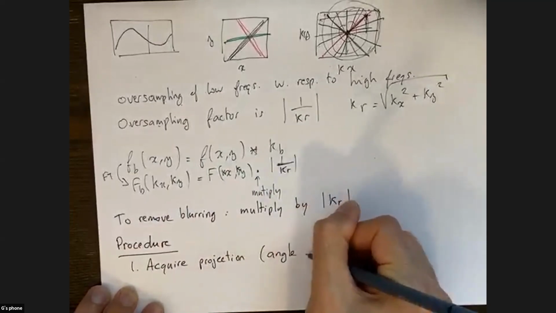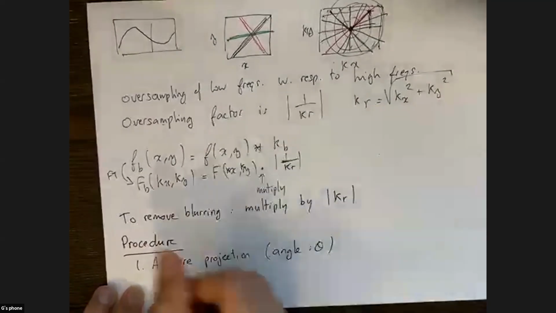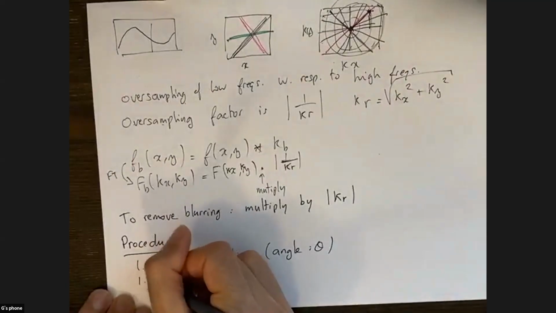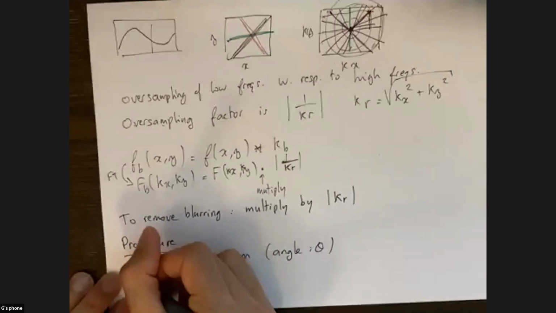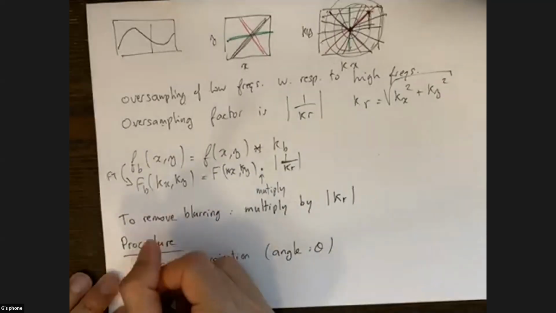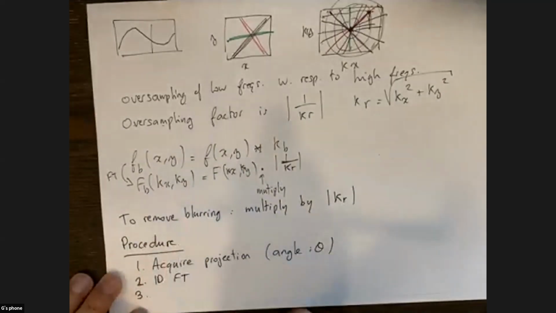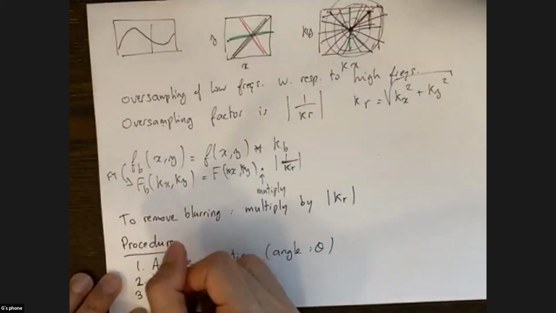So there's an angle. Then we're going to do a 1D Fourier transform of the projection. That's 2. Then number 3 would be to apply this |k_r|, and this actually is called the ramp filter. So it has a name.